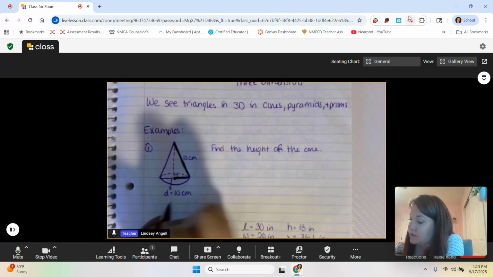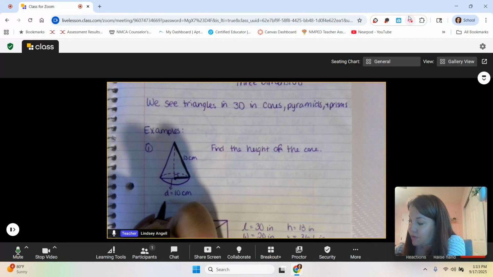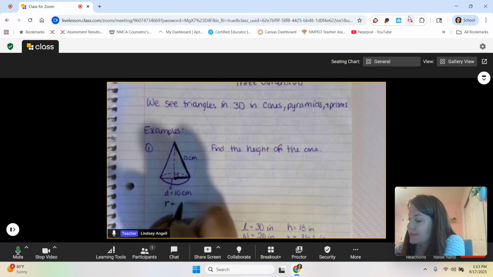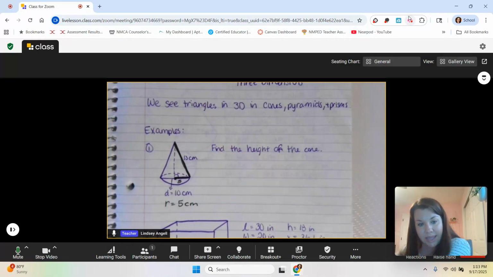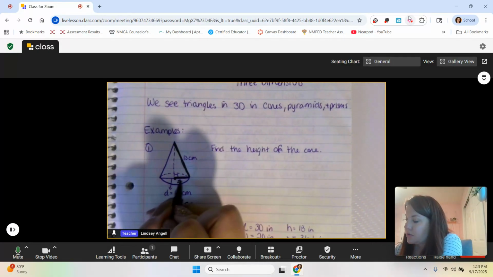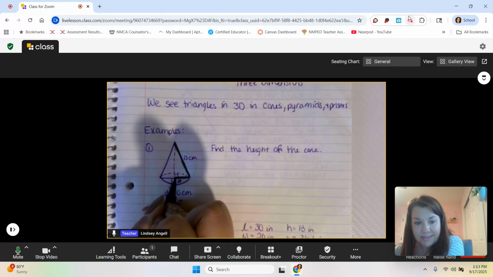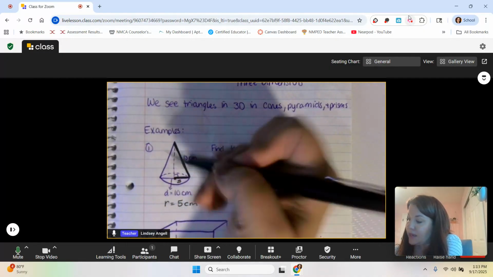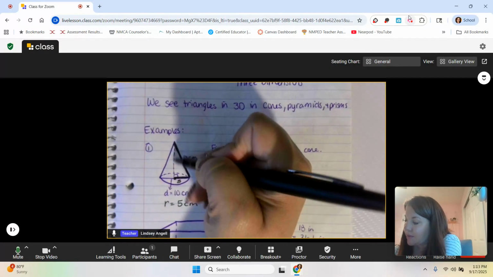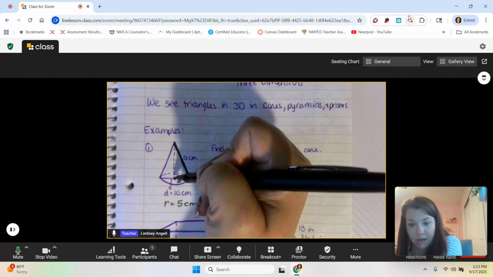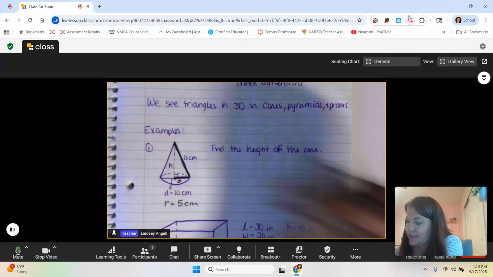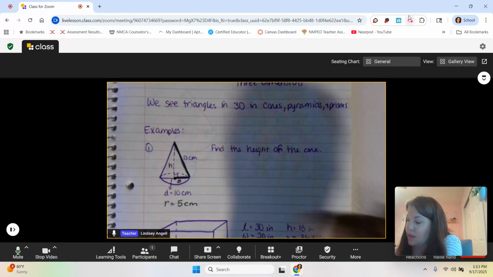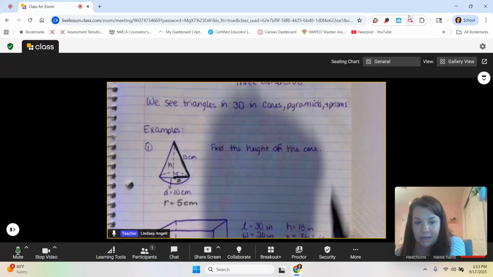Okay, so first let's start with that. I'm getting ahead of myself. If the diameter is 10, the radius is half of that, so the radius is 5. That length in my triangle is like a drawing from the side of the cone into the very center of the cone. And then what we're looking for is this length right here, from the center of the bottom of the cone up to the opposite vertex. That's the height of it, okay? Which is also one of my legs in my triangle.